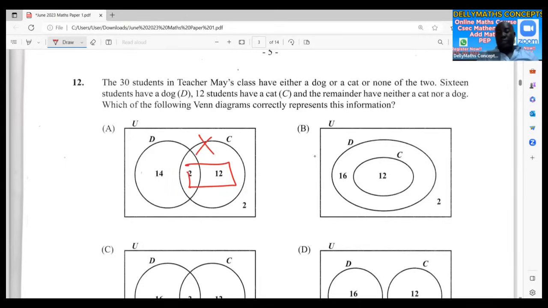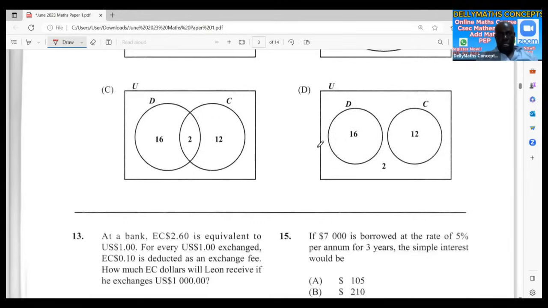All right. Right now, D would be everything here, and this is like 28. That's a problem, right? Now, this looks good, right? But you could see that this is 14. C must be 12. This is good. This is good. This is good to make the total 30. D is the answer.